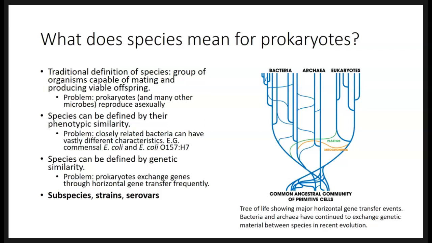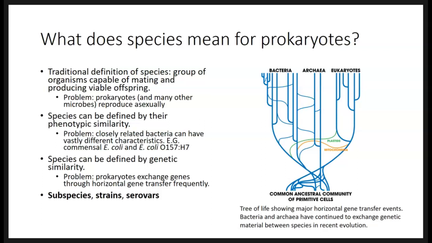We can define species by their phenotypic similarity, so by the similar characteristics that we can observe in them. But the problem with this is that very closely related bacteria can have vastly different characteristics. For example, we have many commensal E. coli, which are non-pathogenic and live in our gut and don't cause us any harm. And we have highly pathogenic E. coli, such as the strain O157:H7, which cause serious intestinal diseases and sometimes death.